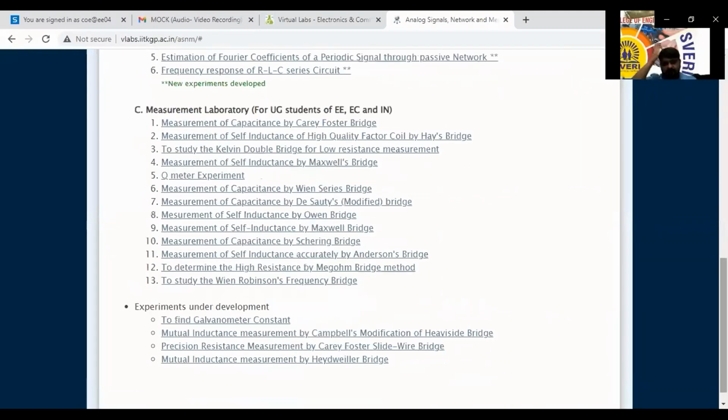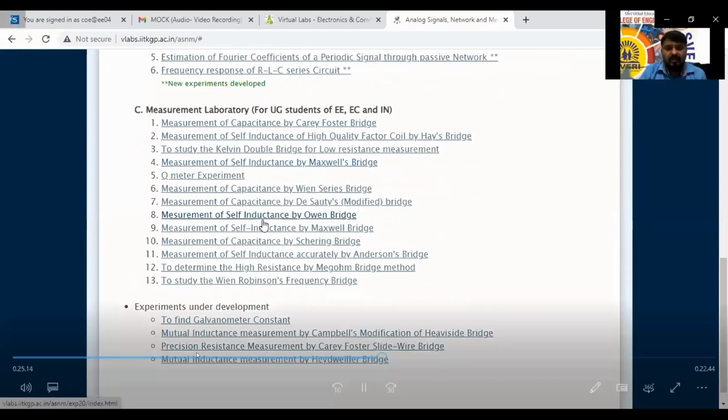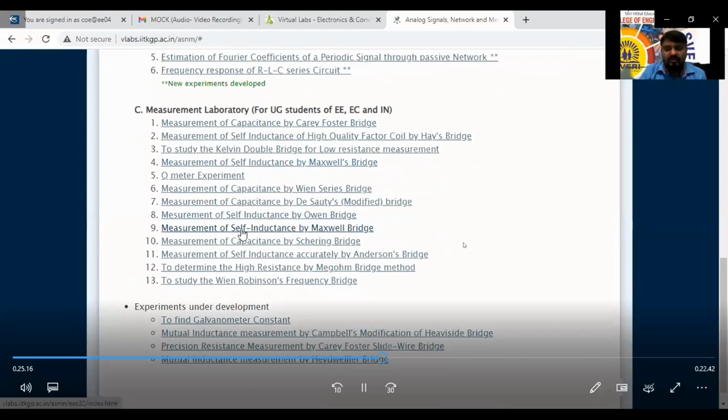Measurement. Yes, the measurement subject we have to choose here. Third option is the measurement laboratory. Total 14 experiments are there. Out of 14, we can do all 14, but according to your syllabus, I am going to choose the ones for your syllabus. The last practical we discussed was the Maxwell bridge here only.